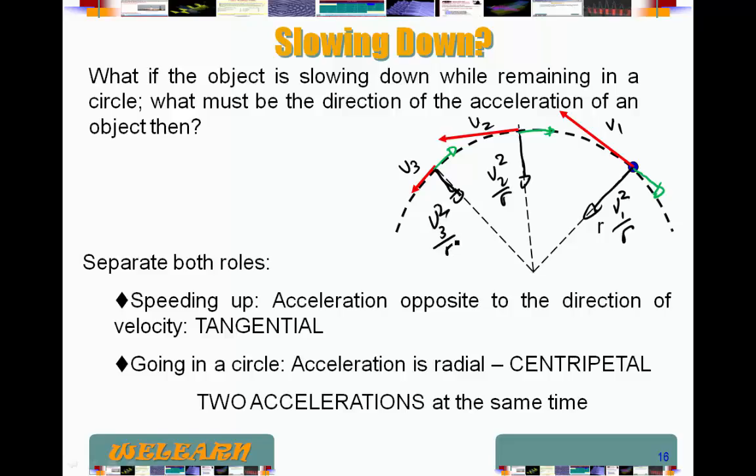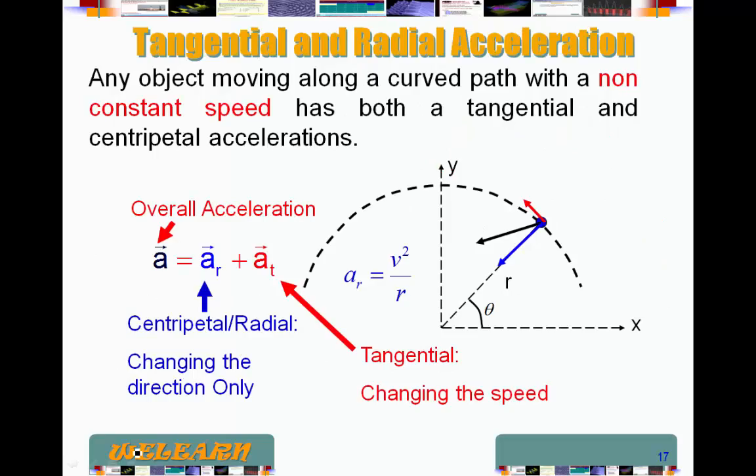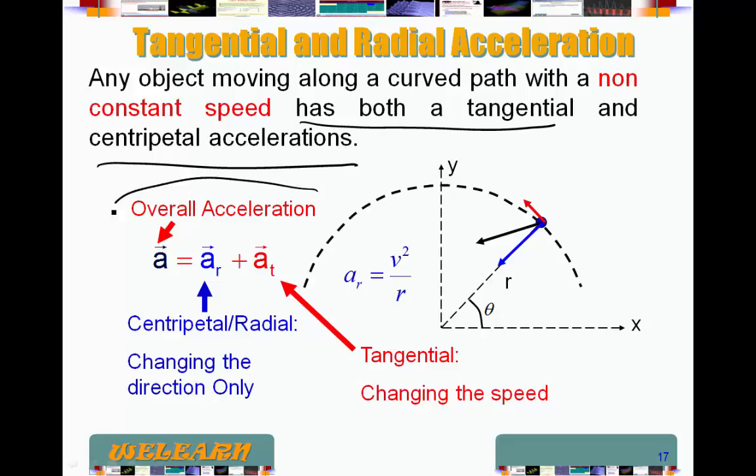We didn't discuss yet the values of the tangential acceleration. We just spoke of their direction. That's the important thing. But with the centripetal acceleration, we can find it easily. It's just v squared over r. So in summary, if an object is going in a circle with a non-constant speed, it's going to have both a tangential and a centripetal acceleration. So the overall acceleration is a combination of both.